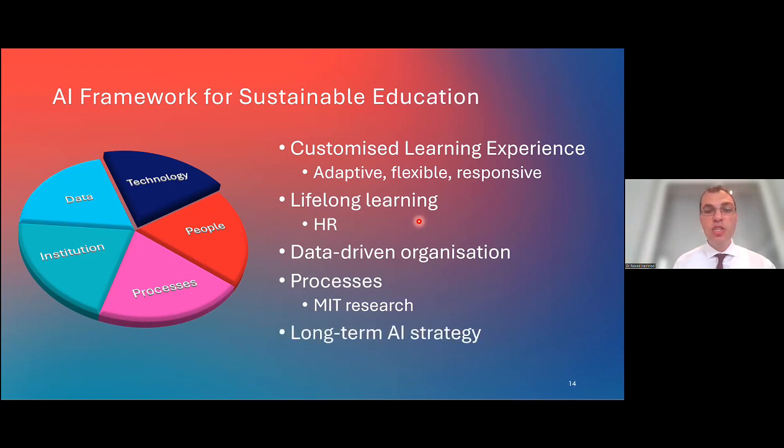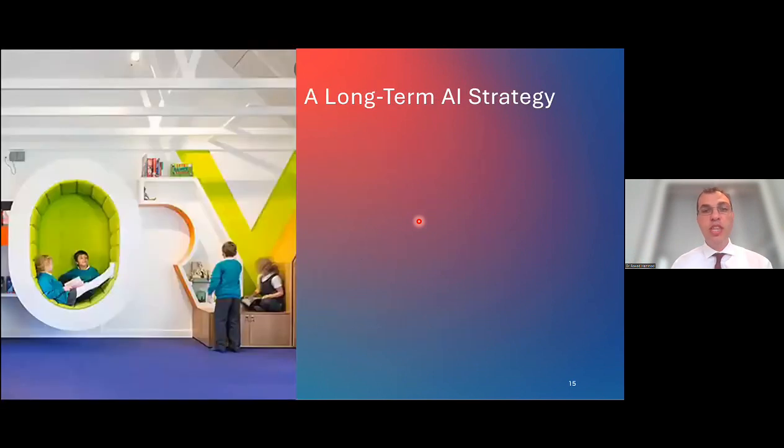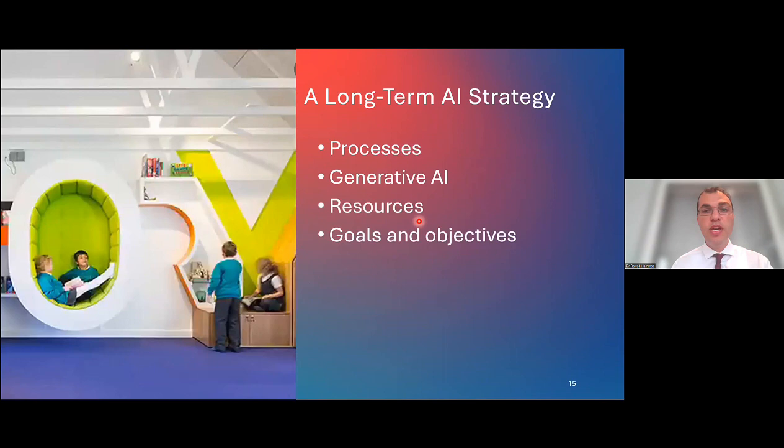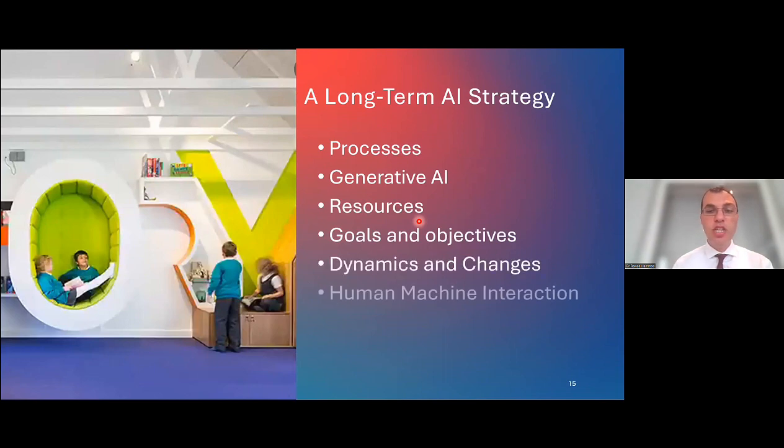And finally, the institution itself should have what we call a long-term AI strategy, where in that strategy, they need to explain their processes, their generative AI, for example, the way they will be dealing with resources available to them, and also their goals and objectives in the long run, how they deal with the dynamic and changing nature of the work, and what is the role of the machine in their own future.